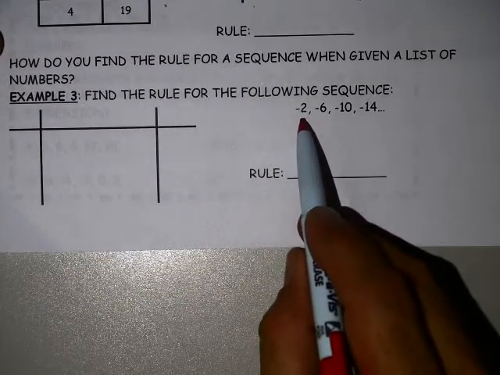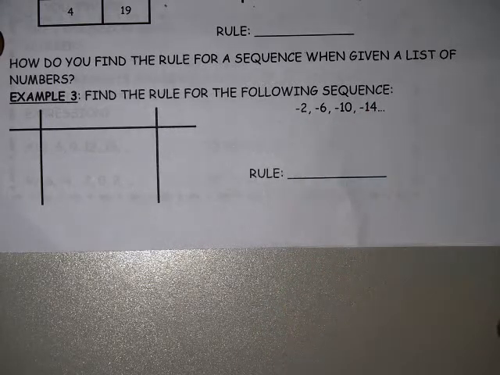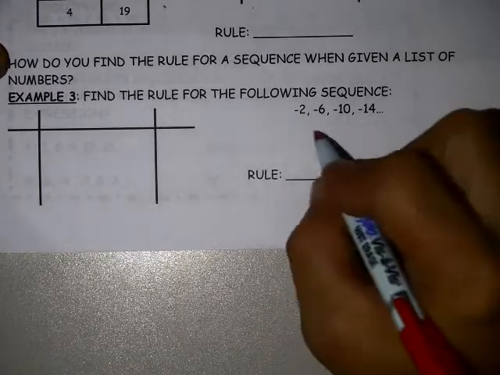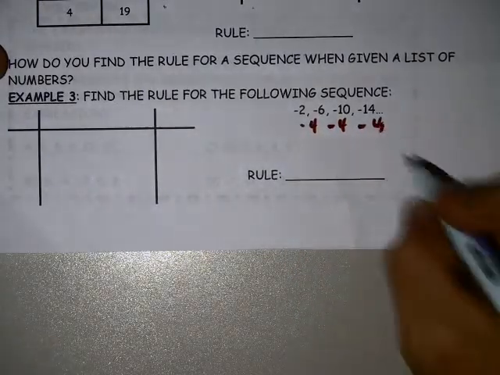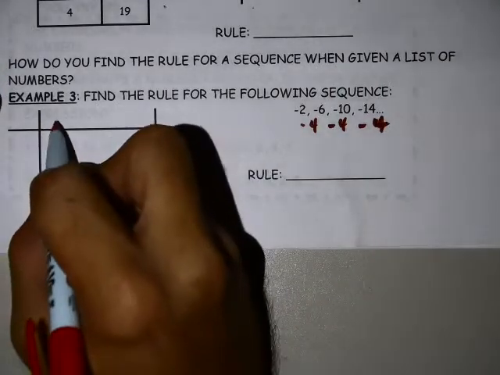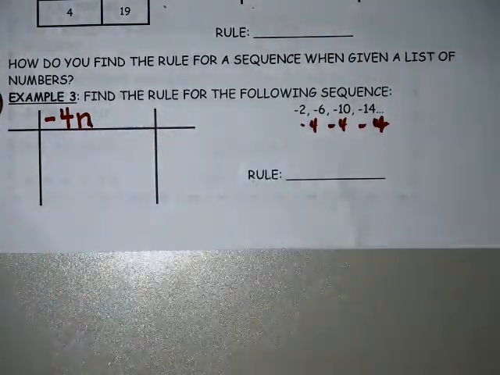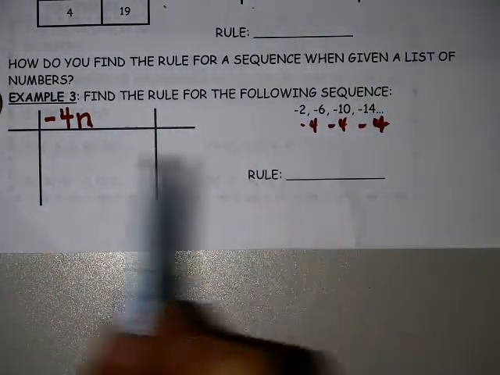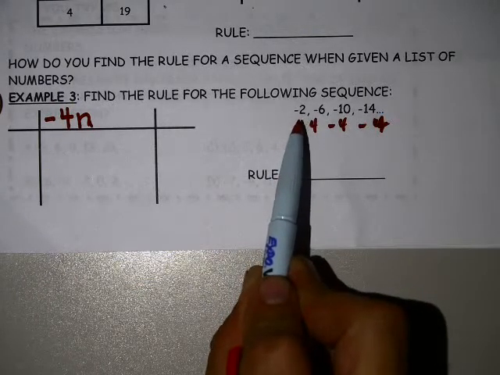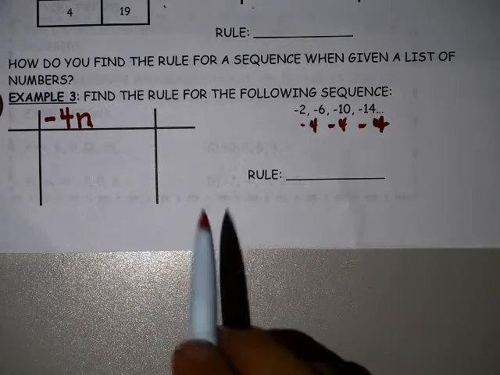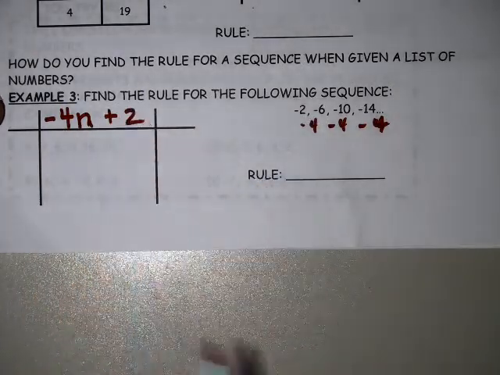It starts at -2, it then goes to -6, then -10, then -14. Hopefully you see that every time you're subtracting 4, subtracting 4, subtracting 4. So again, your rule tells you to write down subtract 4 and then put an n behind it. Then figure out how to get from -4 to your very first number, which is -2. Well, if you write a number line, it might help you, but to get from -4 to -2, you actually add 2.